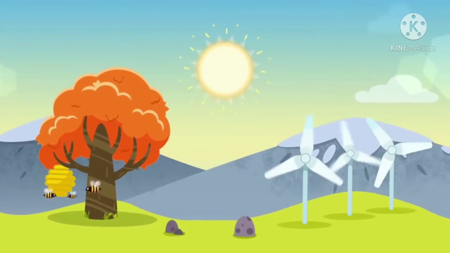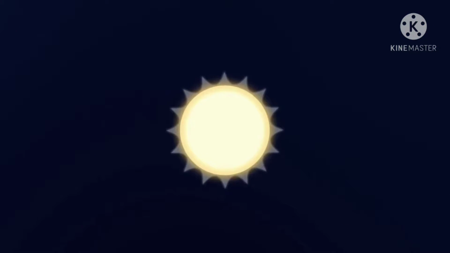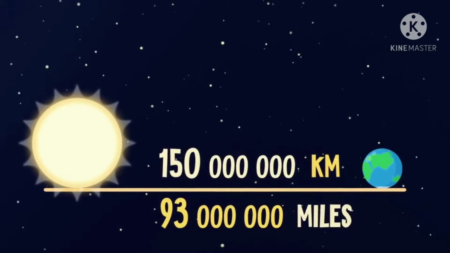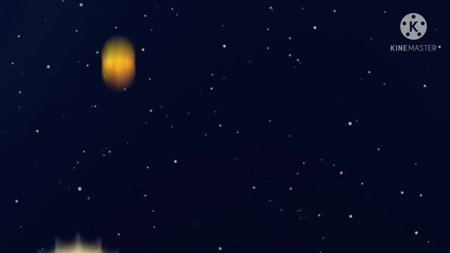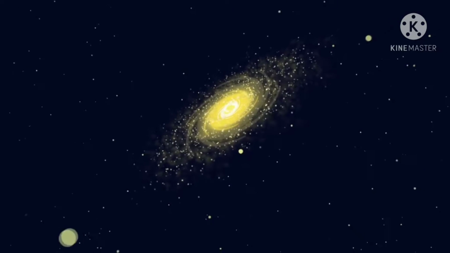We see the sun shining brightly in the sky. It is a large hot ball of fire. It is made up of many gases. Do you know that the sun is a star? It is the nearest star to the Earth.